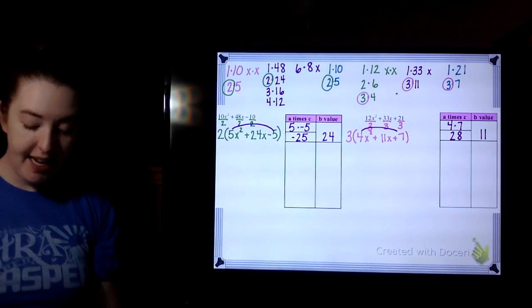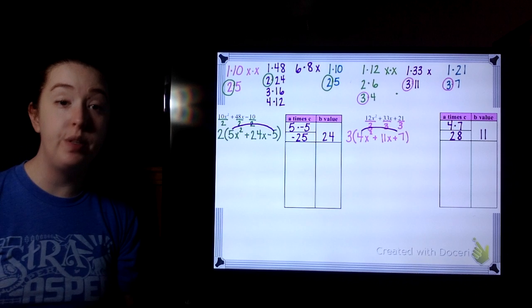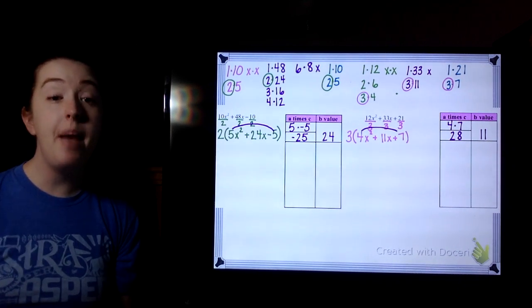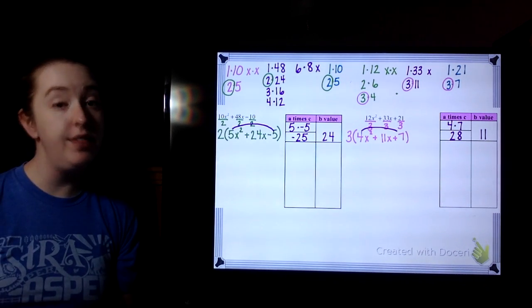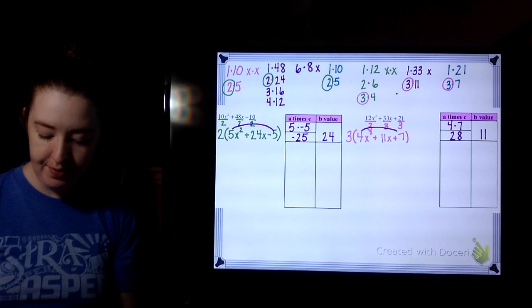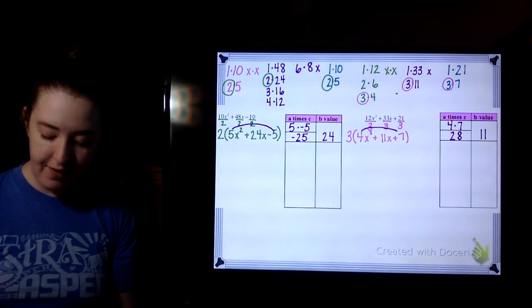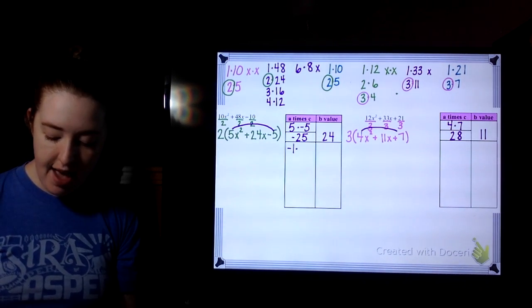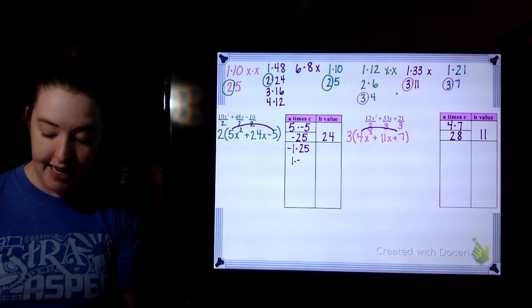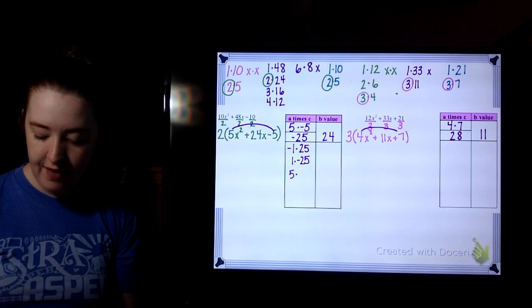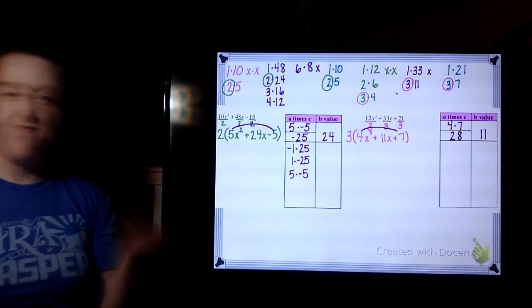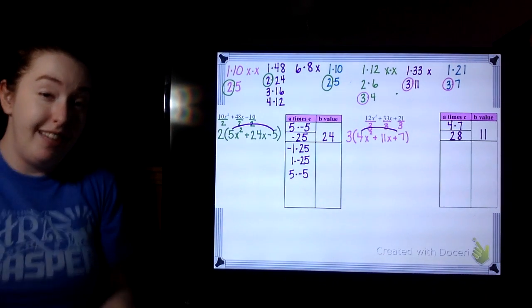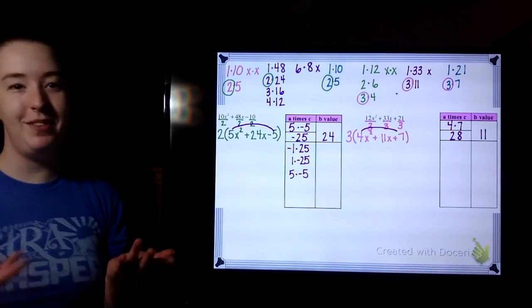Our factors of negative 25, remember if I'm multiplying to a negative number, that means one of our numbers has to be positive, one of our numbers has to be negative. So the factors of negative 25 will be negative 1 and positive 25, or positive 1 and negative 25, and then positive 5 and negative 5. It doesn't really matter which order they're in because one's positive, one's negative already.